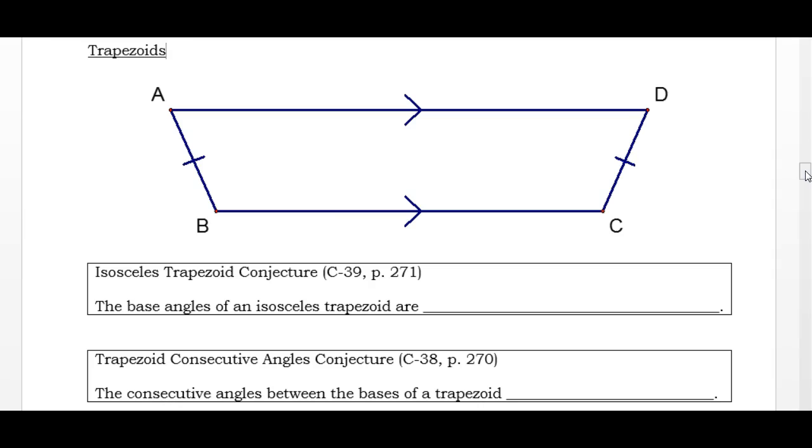My first conjecture states that the base angles of an isosceles trapezoid are, here's a base angle, here's another base angle. If this is an isosceles trapezoid, they are congruent, just like on an isosceles triangle. But we actually have two sets of base angles on an isosceles trapezoid. A and D are also congruent.